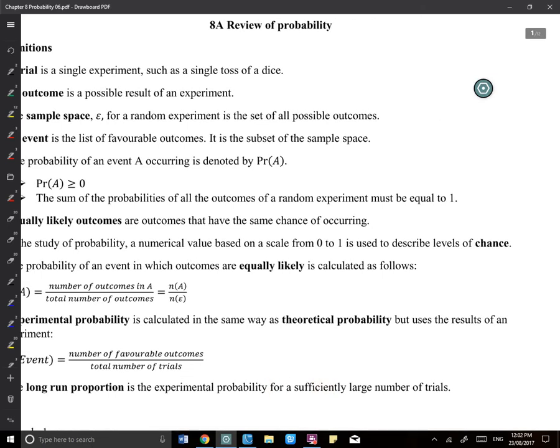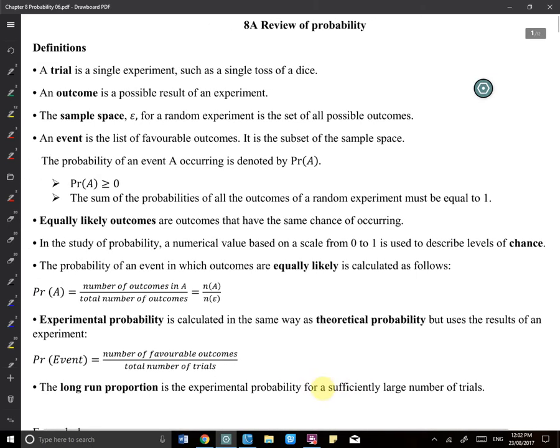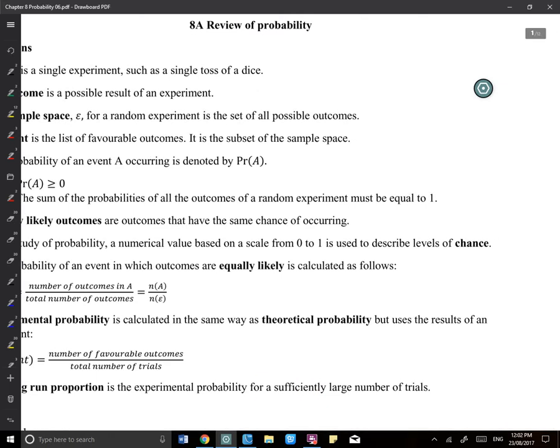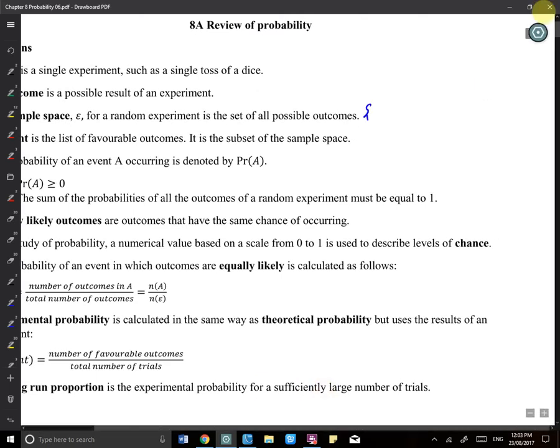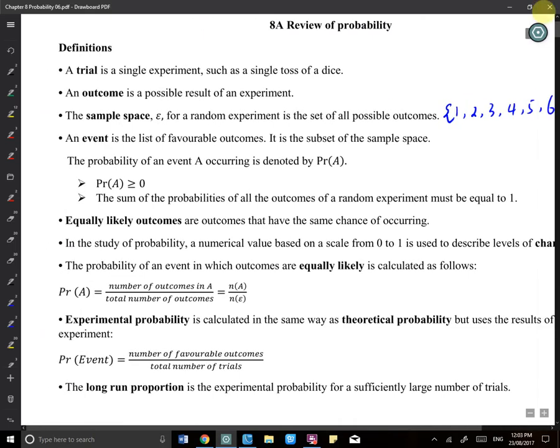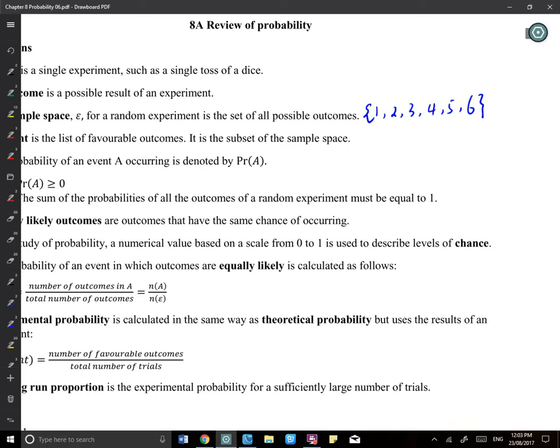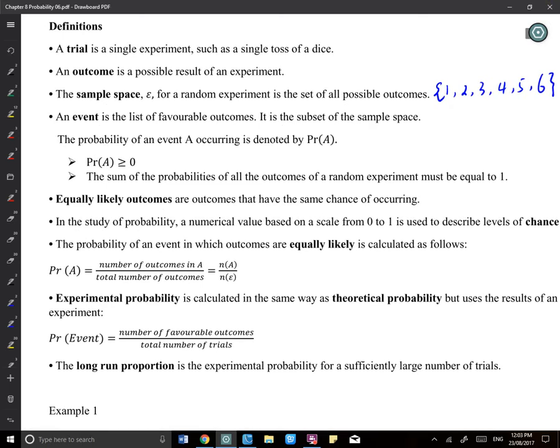Then we have a sample space. A sample space is the collection of the outcomes. You just list out all the outcomes and write that in a sample space. So for throwing a dice, I can have 1, 2, 3, 4, 5, 6 as my sample space. Each of them is an outcome, and the collection is the sample space.